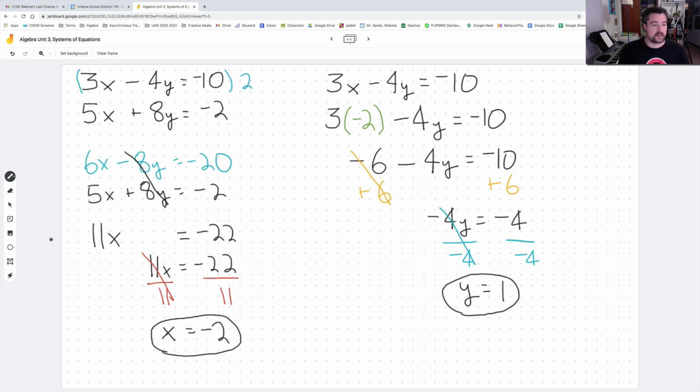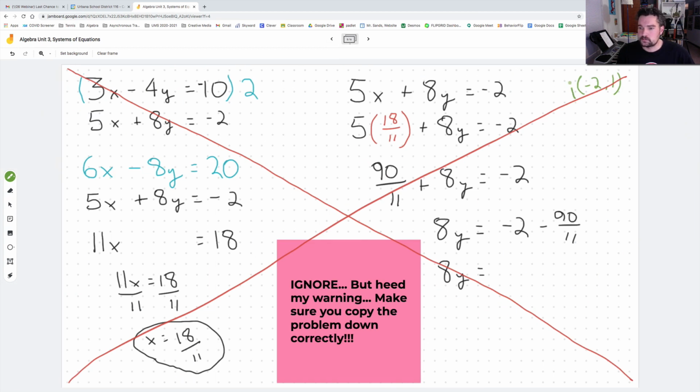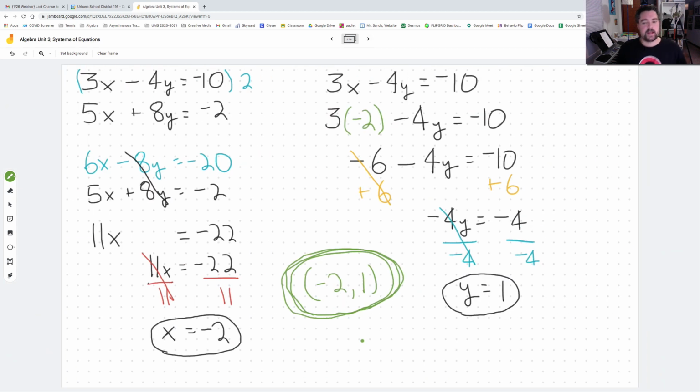So I believe that's what we said. And if I get in the habit of writing my final answer in green and circling it vigorously, my final solution will be negative 2, comma 1, the ordered pair. That is my final answer. And I wrote it down here, negative 2, 1. That's what we should have got, and that's what we did get. So that is one way of looking at solving systems of equations by using the elimination method.